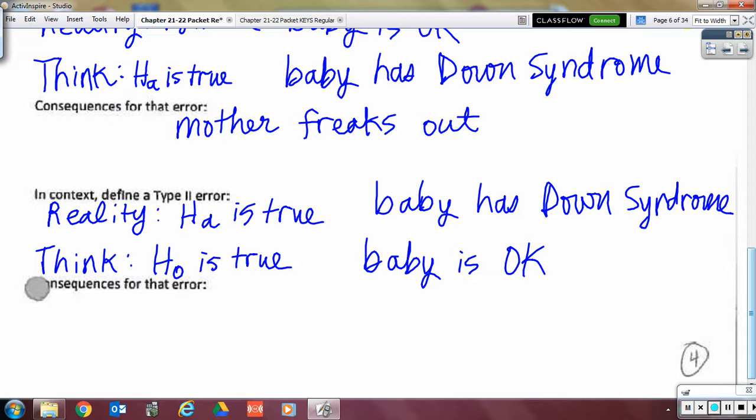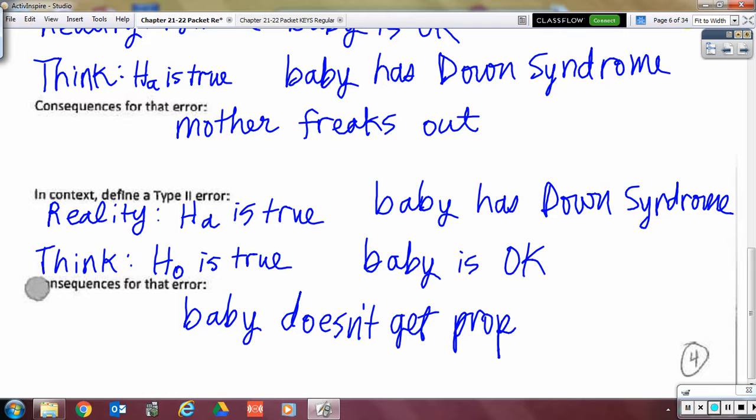Okay, good. So baby doesn't get proper care, or the parents don't prepare themselves mentally, or whatever. Baby doesn't get proper pre-care. The parents are not aware of the situation and don't mentally prepare themselves and take care of educating themselves of how to care for this type of baby and so on, all those different kinds of things.